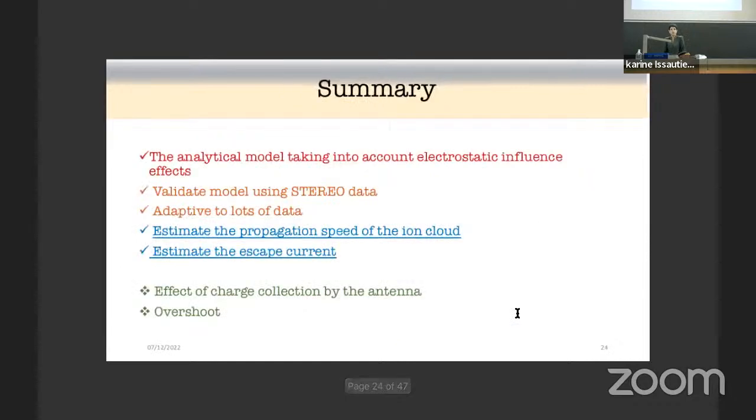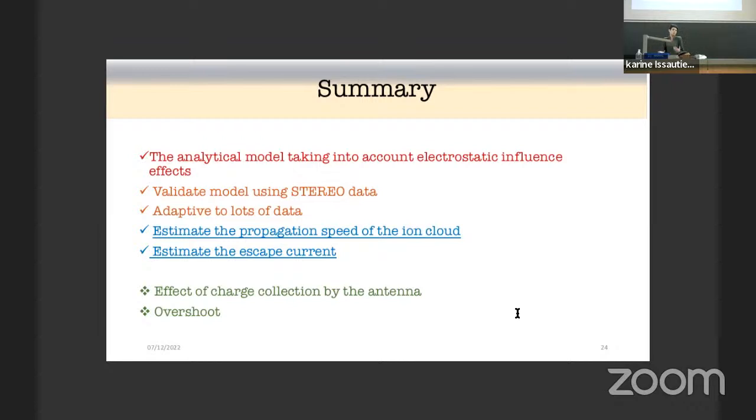And so to summarize this part, we can say that we obtained an interesting analytical model that takes into account the electrostatic influence effect, which is the first time ever that something like that was done. And we validated our model using STEREO data. We realized that the model is adaptable to the huge database.